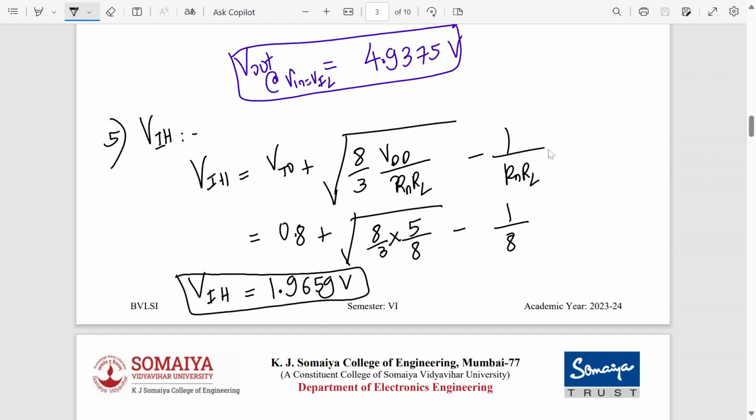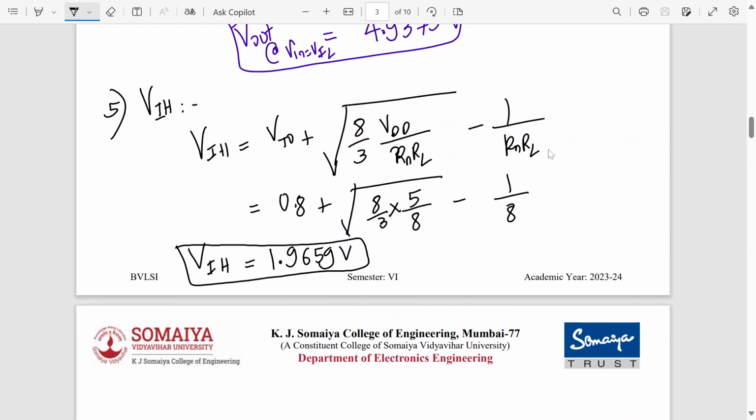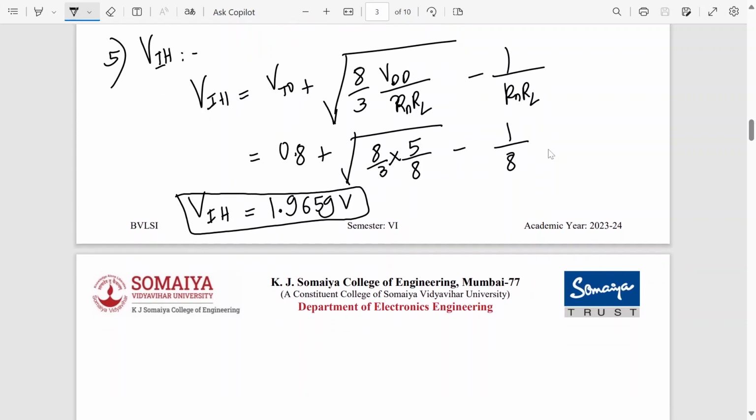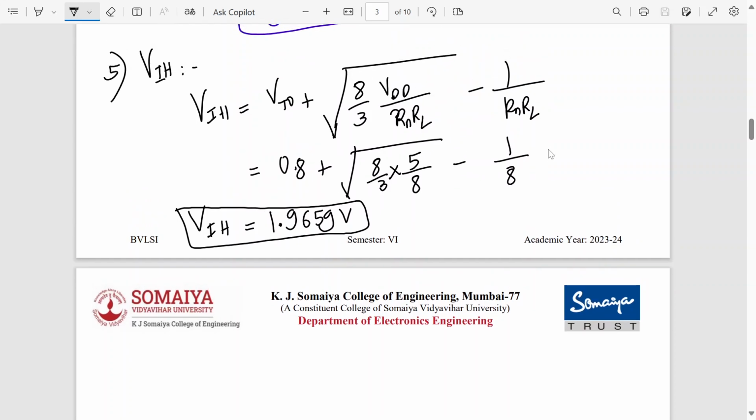Now we have to find the corresponding V out value when V in is equal to VIH. Wait a minute, you will understand everything. Just hold on. Completed up till now?